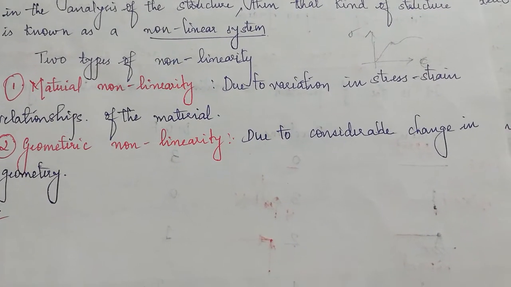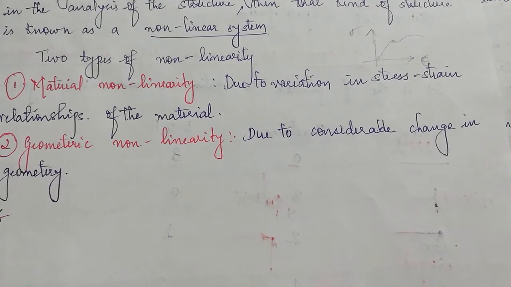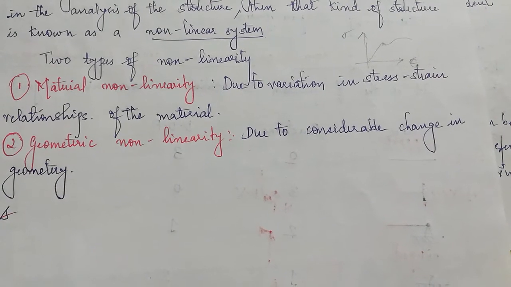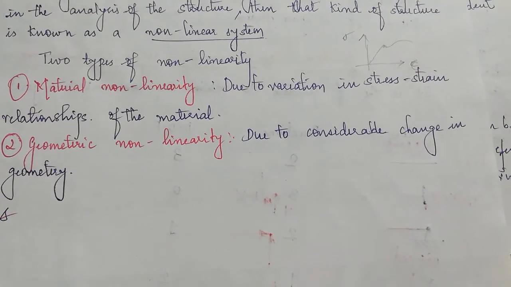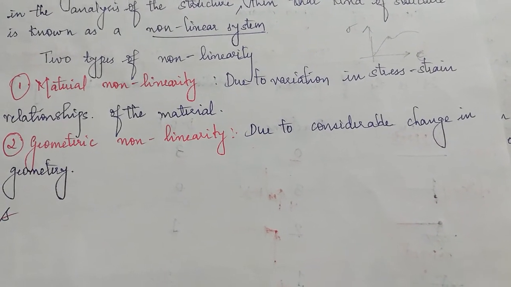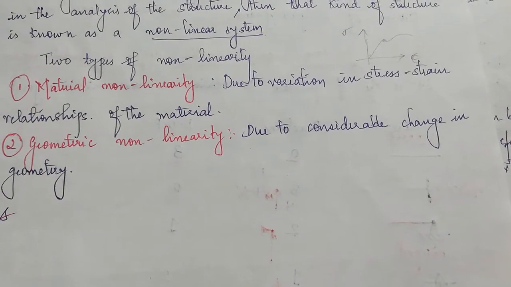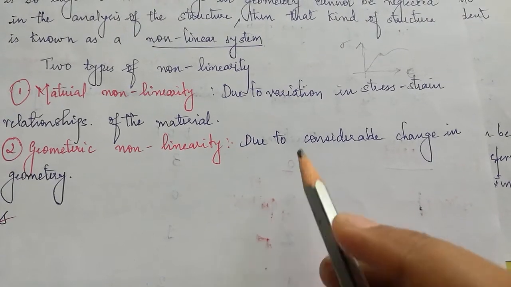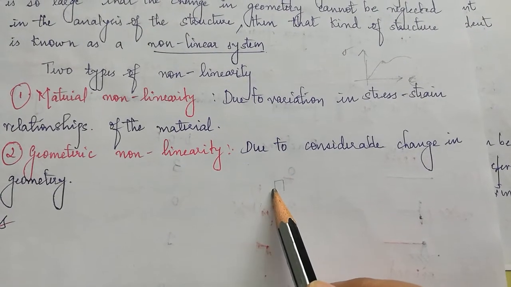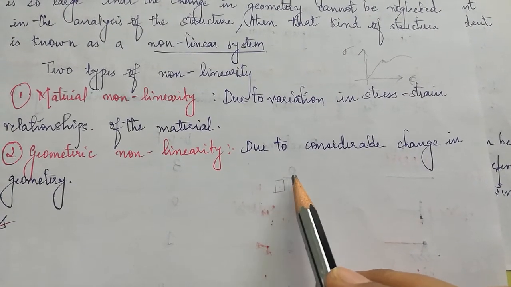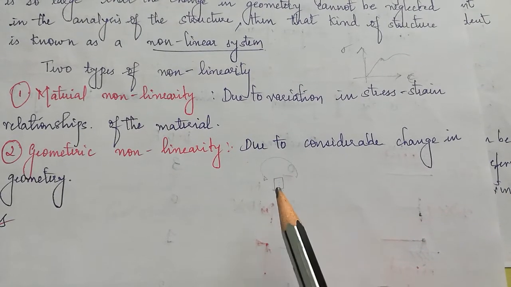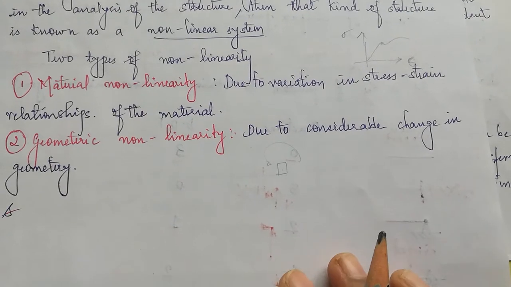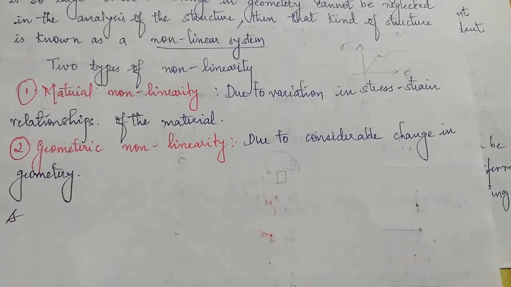Now coming back to what geometrical non-linearity is, whenever there is a change in dimension, that change in dimension is not proportional to the variation of the original shape and size. That is, after a particular point, whatever the dimensions have been changed, they don't come back to their original shape and size. That kind of non-linearity is called geometrical non-linearity.